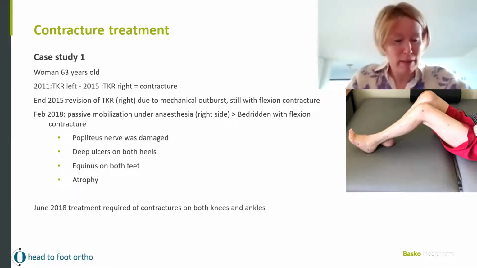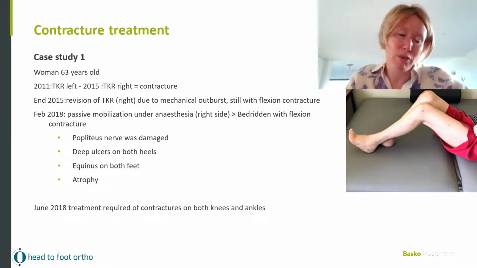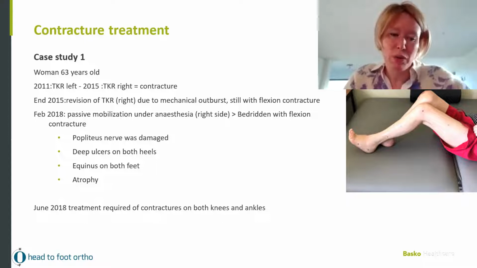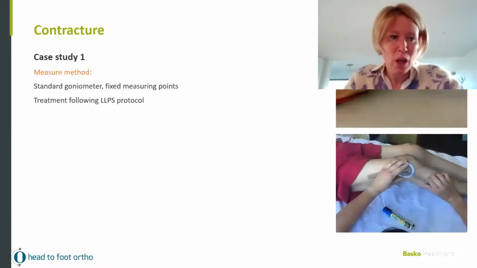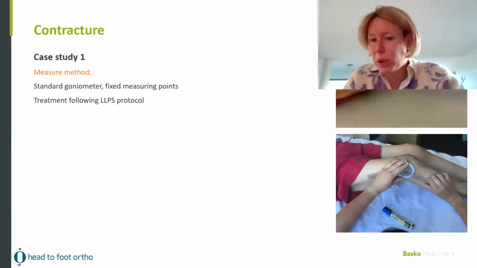Bedridden, I think due to the mobilization under anesthesia, the popliteus nerve was damaged. And because of her laying in the bed all the time, she got deep ulcers on both heels, equinus on both feet, and of course, because she's not being active, a lot of atrophy. In June, treatment was required to see if we could do anything with multimotion for contracture treatment on both the knees and ankles. First of all, what should we do or how should we do it?